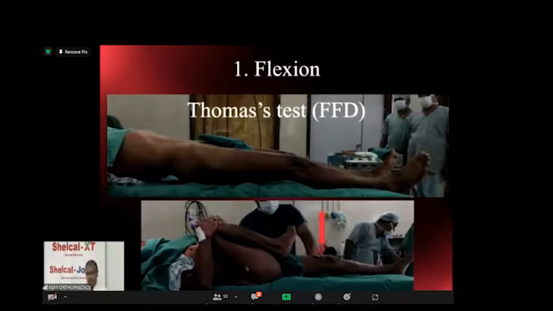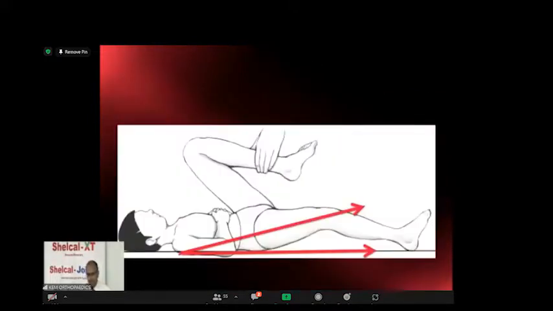Until it disappears. How will you know that it has disappeared? This hip will go up. So you passively extend that hip till the lumbar lordosis is just appearing. Remember this point. You don't know how much flexion is needed, so you flex till it just disappears. In the opposite leg, when you passively extend and the lumbar lordosis is just appearing, that is the amount of fixed flexion deformity. You measure it with respect to the horizontal.